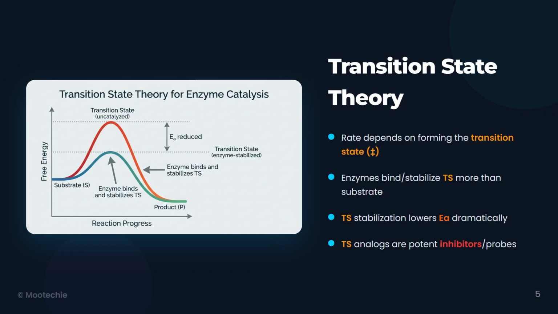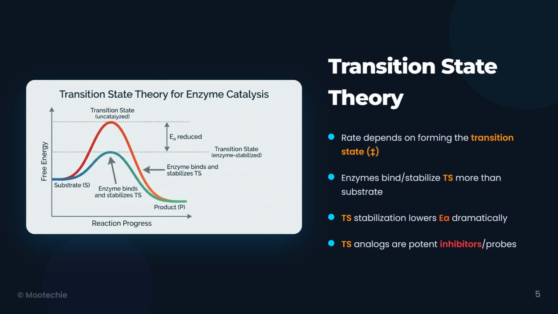The rate of a reaction depends on forming the transition state. Enzymes bind and stabilize this transition state more tightly than the substrate itself. This stabilization dramatically lowers the activation energy. Because of this, transition state analogs are often potent inhibitors and useful scientific probes.